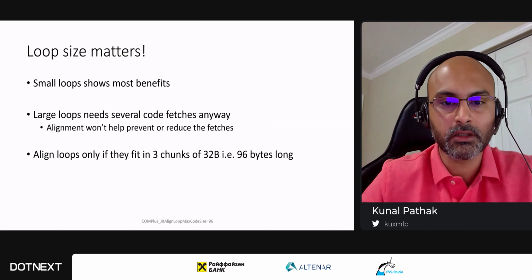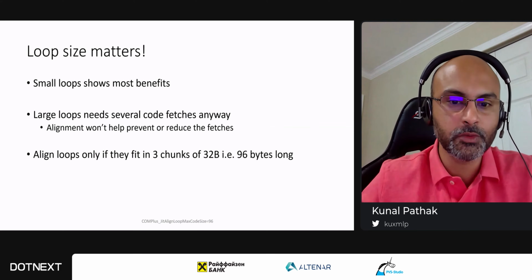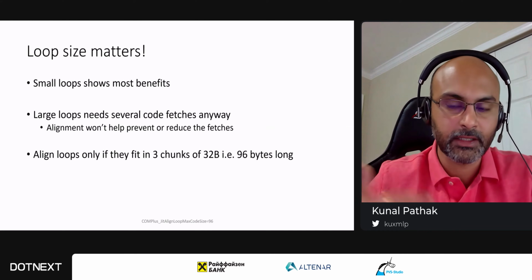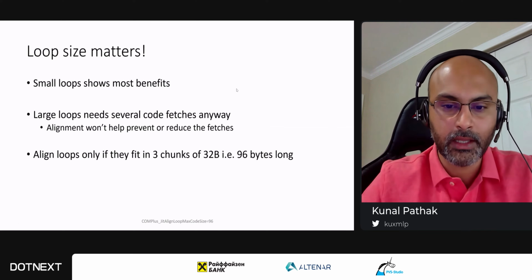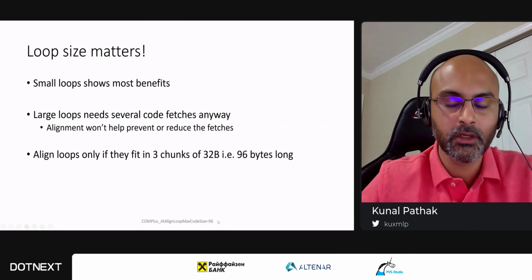So we decided that we will only align loops that can fit in three chunks of 32 bytes, so like 96 bytes long. And if the loops are bigger than that, then we will just not do alignment. And on the footer, you will see there is an environment variable to change that limit if you want to.